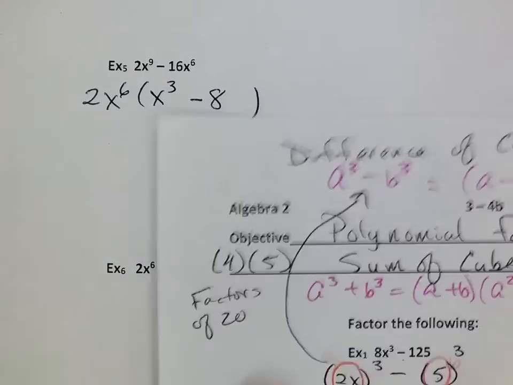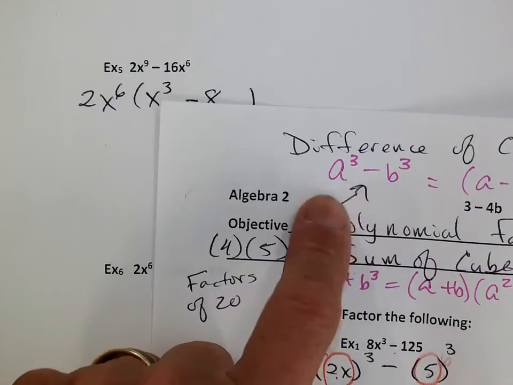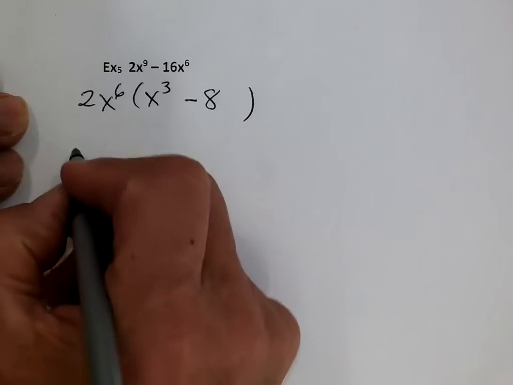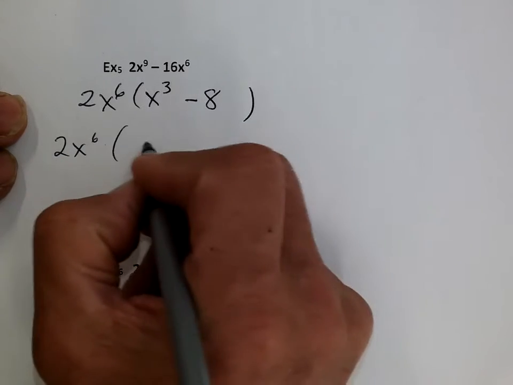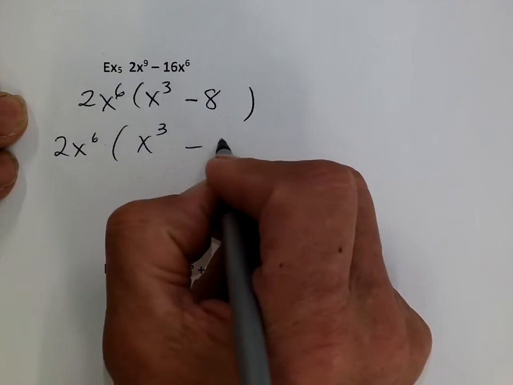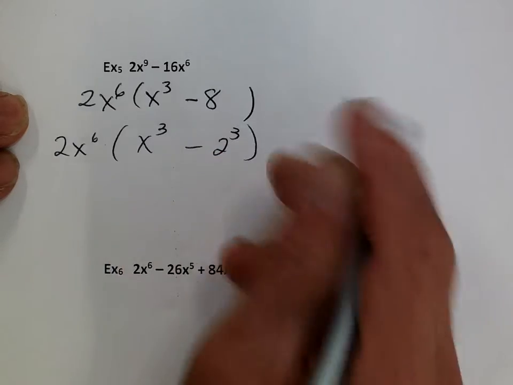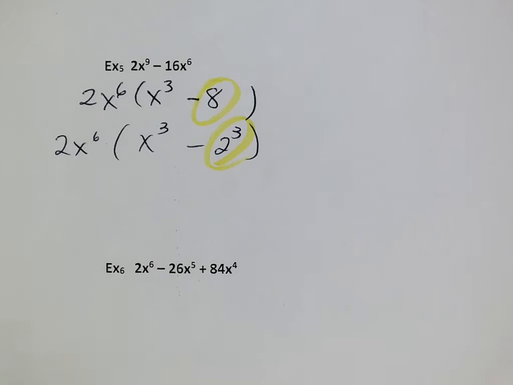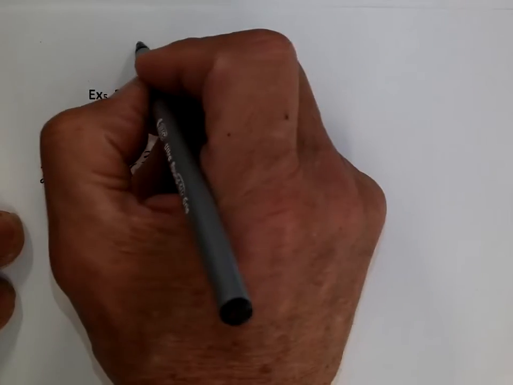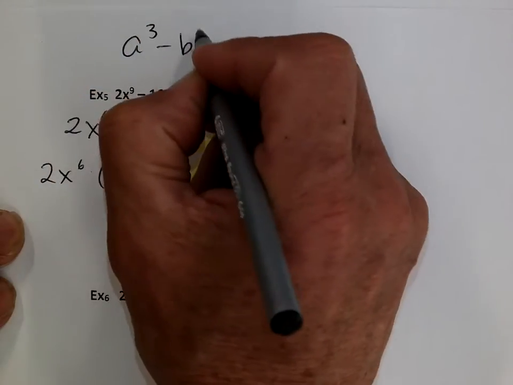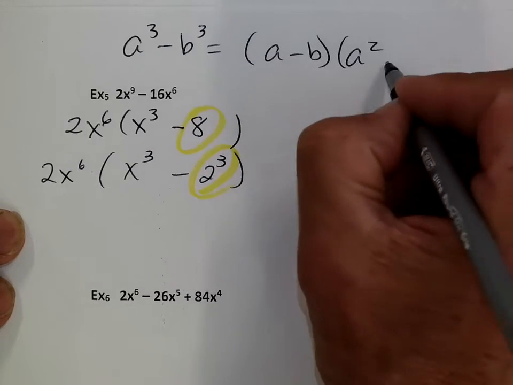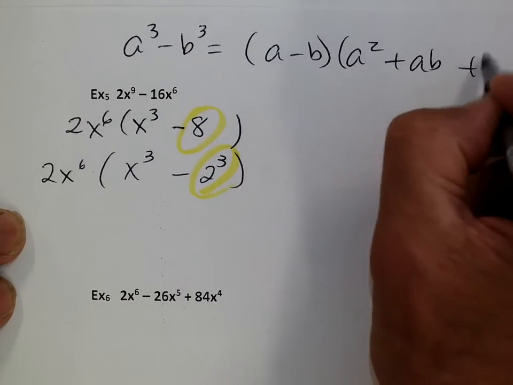We're going to use this formula because it really is the same thing as x cubed minus 2 cubed, because the 8 can be rewritten as 2 cubed. So I really do have a cube minus a cube, okay? So my formula was, if I have a cubed minus b cubed, my formula was a minus b times a squared plus ab plus b squared.